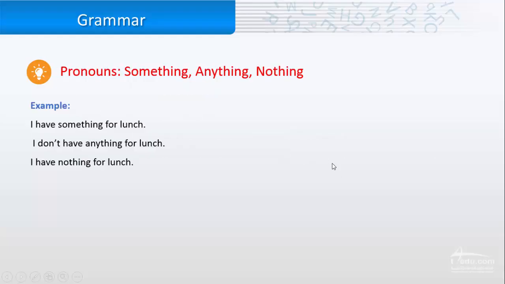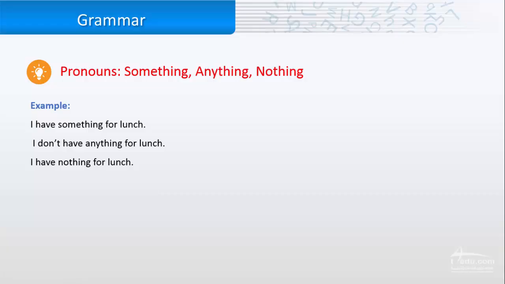Now the pronouns something, anything, and nothing. For example, I have something for lunch, so I have it. Or I don't have anything for lunch, so you don't use something or anything. I have nothing for lunch, so it's nothing, negative.